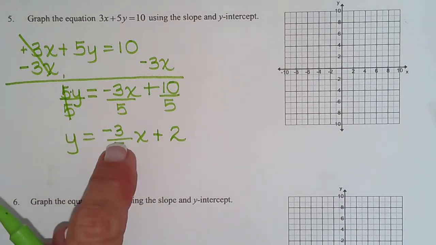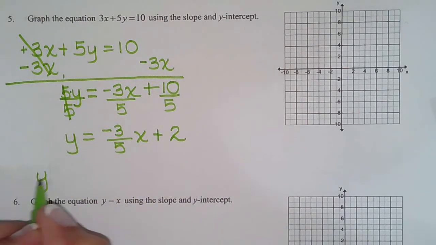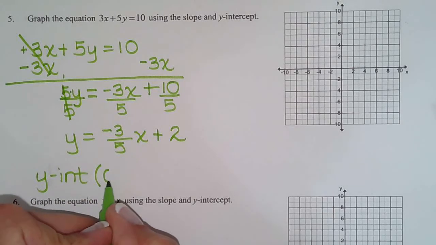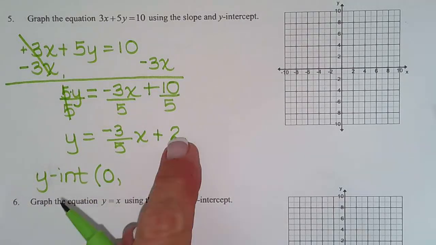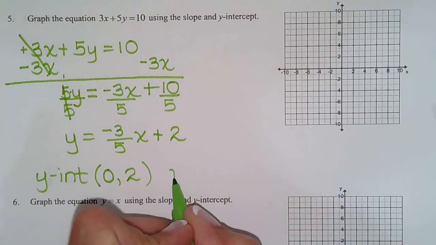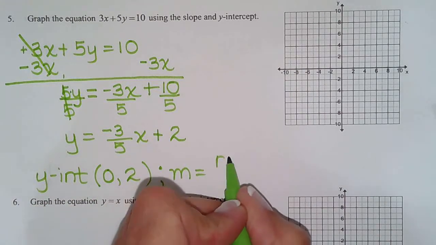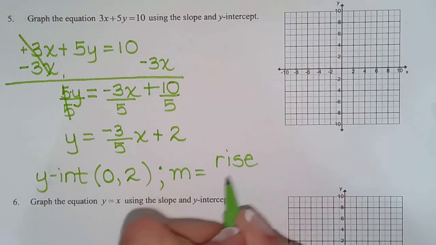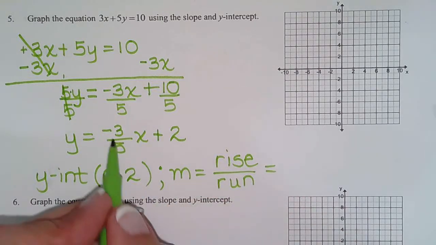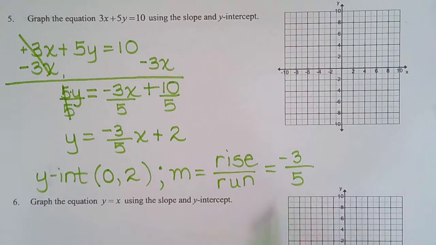y equals mx plus b. So now I can easily see my y-intercept. Remember with the y-intercept, x is always 0, so 0, 2. My rise over run is always what's in front of the x. It's the m. y equals mx plus b, and it's negative 3 over positive 5.